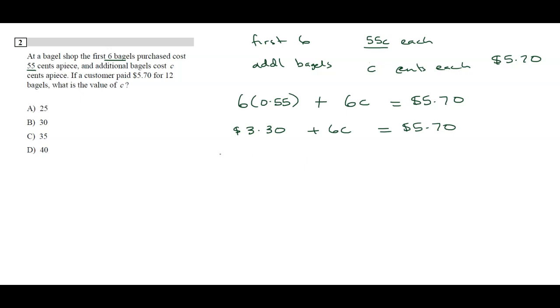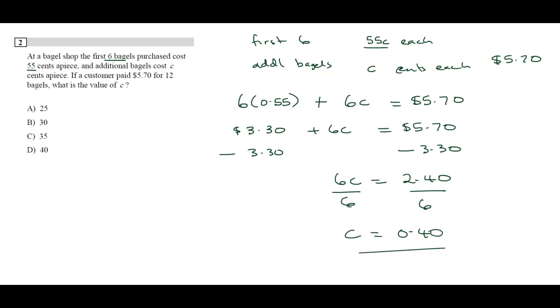So let's subtract 3.30 from both sides. So 6C is $2.40. I want to find the value of C, so we divide both sides by 6. Now we have C is equal to 0.40, so this is $0.40, which is 40 cents.